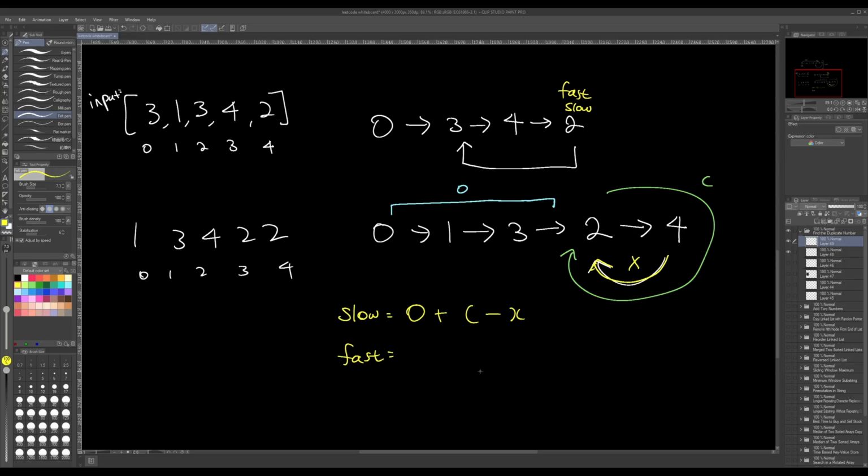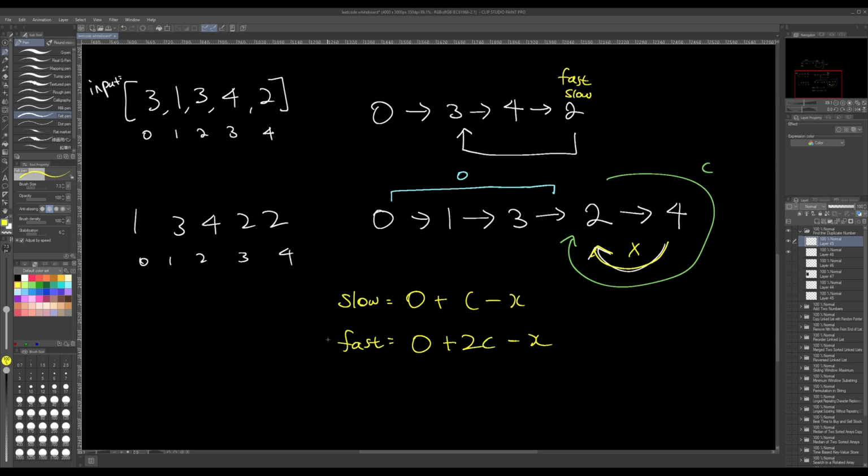How many nodes did it travel? So obviously it still had to do the O in the beginning, and then it has to loop through the entire cycle once, right? Before catching up to the slow pointer. And then so it does one loop, and then from here, it will travel this distance again, which, as we talked about, is C minus X. So just to simplify, it's going to be O plus 2C minus X.